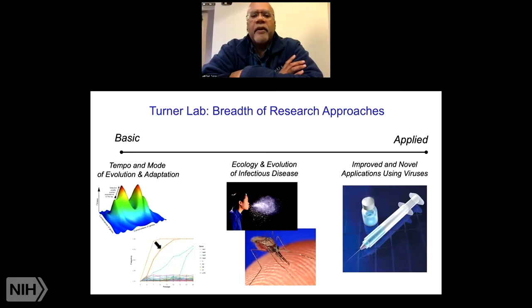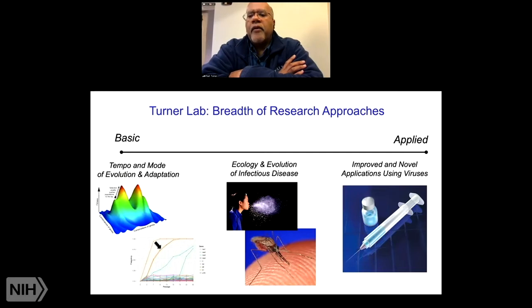In the middle is more of this ground that could be called ecology and evolution of infectious disease. Here we would be more interested in looking at the evolution of pathogens themselves. For example, we do experiments on dengue virus evolution in tissue culture and even look at the performance of different dengue virus variants in mosquitoes that we rear in the laboratory.